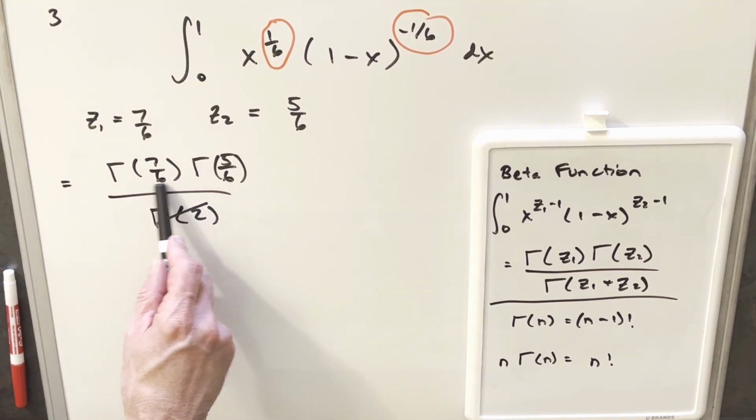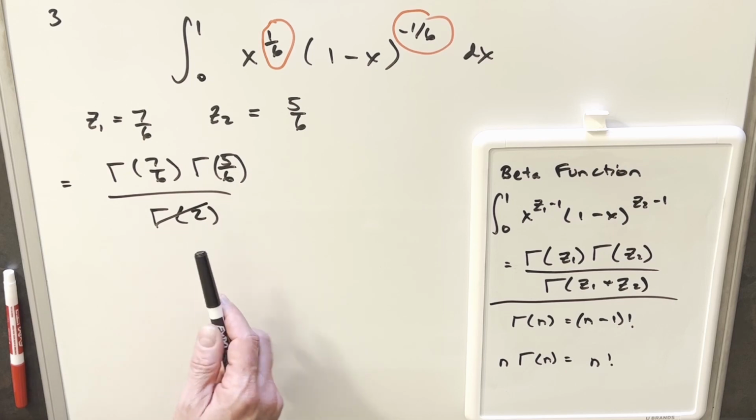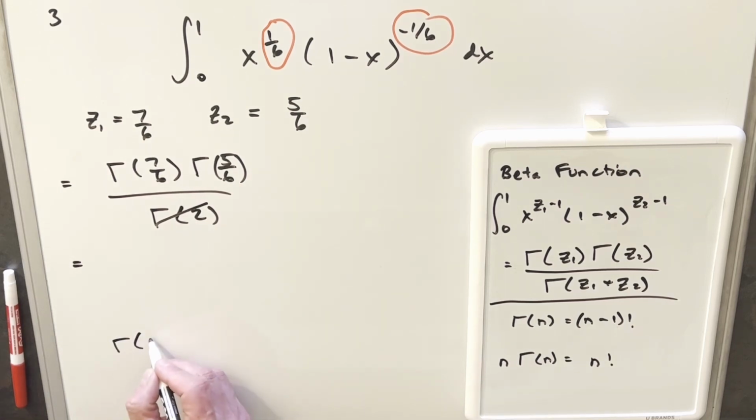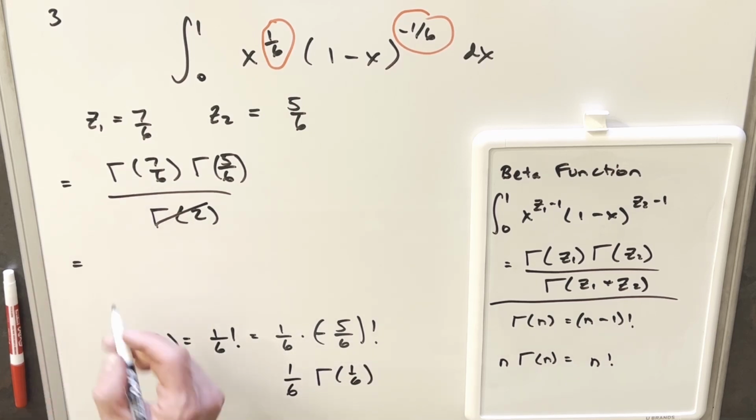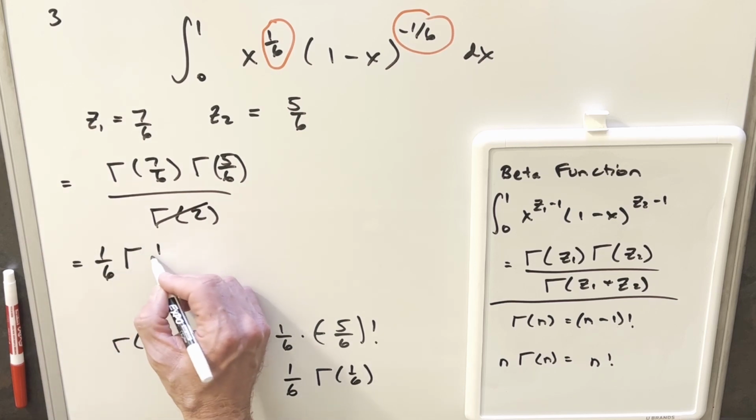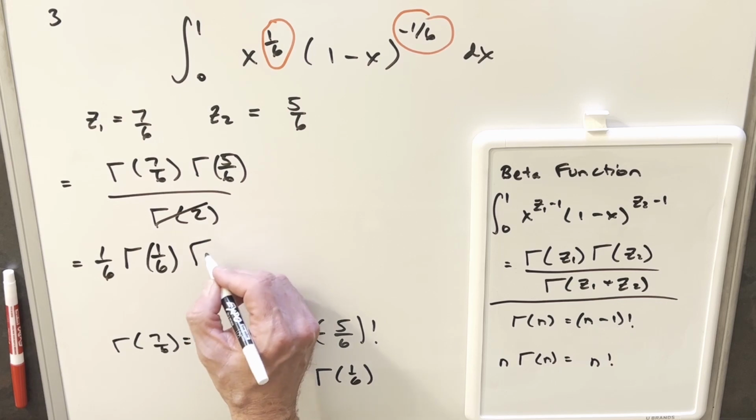Now this is a little tricky because each of these values separately is difficult to find. Actually, let's just focus for a moment on gamma of 7 over 6. This is the same thing as n minus 1 factorial, so it's 1/6 factorial. But that can be written as 1/6 times minus 5 over 6 factorial, which is actually gamma of 1 over 6. So we can have our 1 over 6 in front, and rewrite our gamma of 7/6 as 1/6 gamma of 1 over 6, and then we'll just bring down our gamma of 5 over 6.